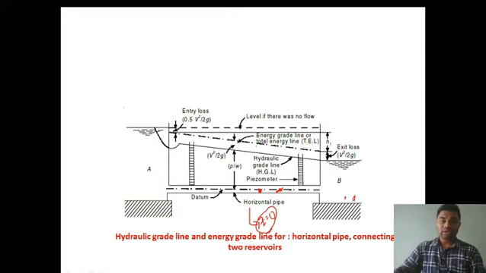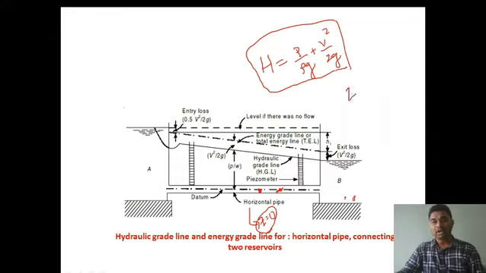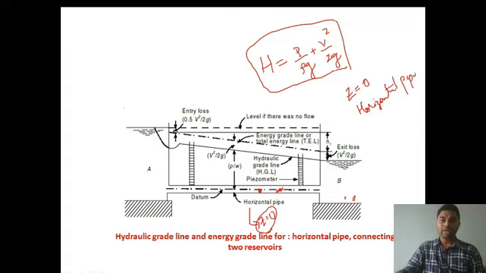So, in the case of a horizontal pipe, the total head is the sum of pressure head, P by rho g, plus kinetic head, V square by 2 g. There is no Z value here, as Z is equal to 0 for a horizontal pipe. So, in this scenario, piezometric head will be equal to pressure head.